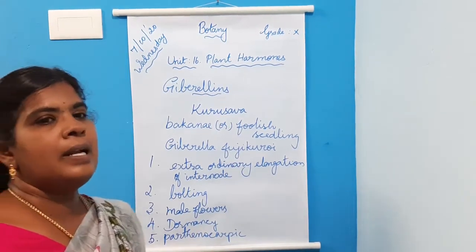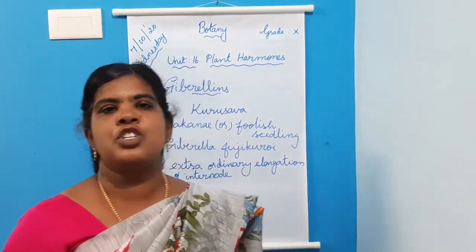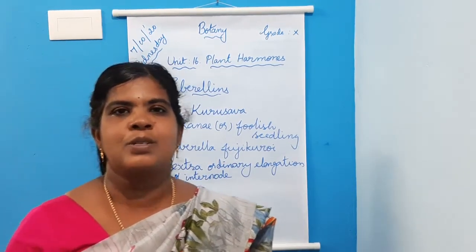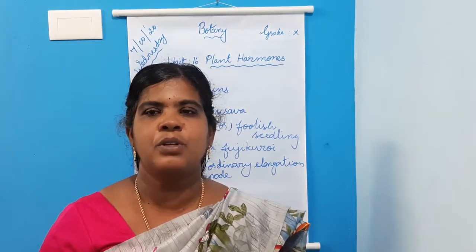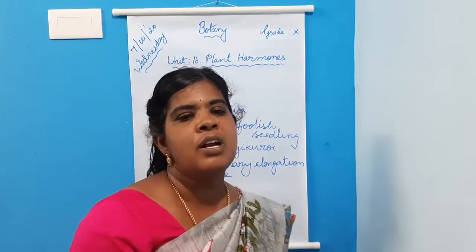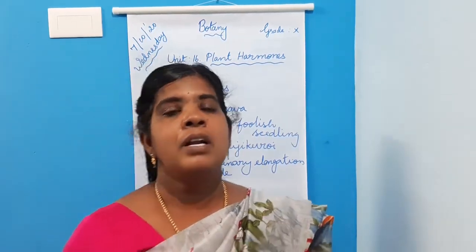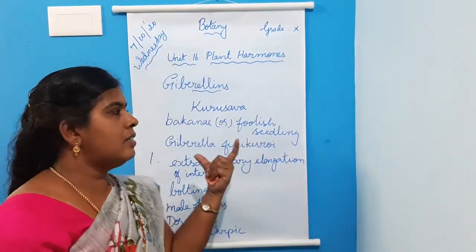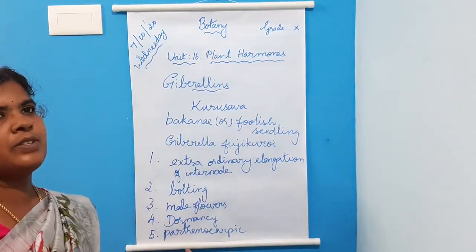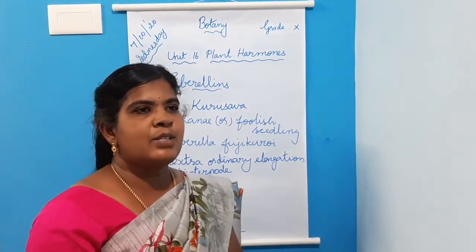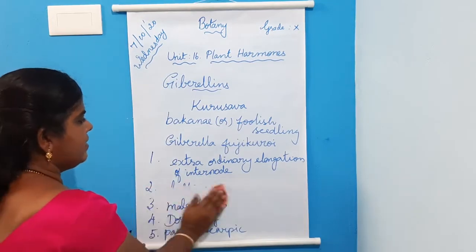Next, gibberellin induces the formation of parthenocarpic fruits. What are called parthenocarpic fruits? Fruits formed without fertilization. Example, tomato. Okay, so these are the physiological effects of gibberellin. What is the next one? Abscisic acid.